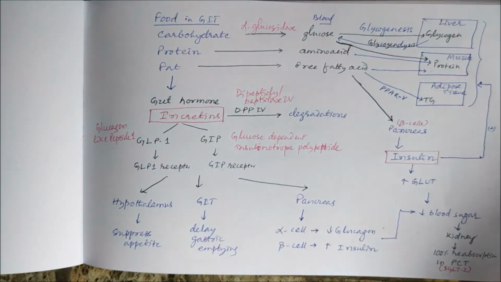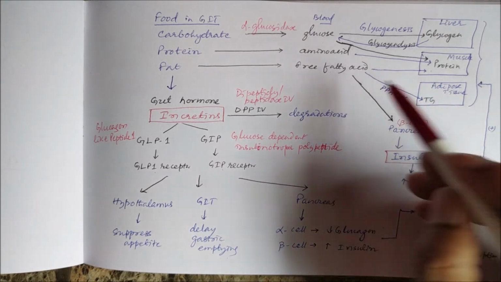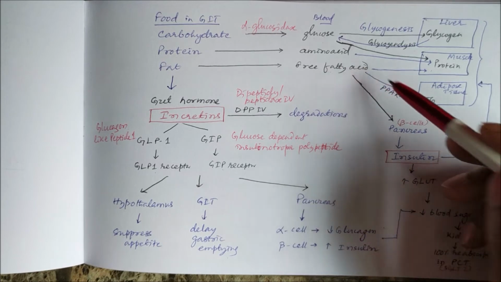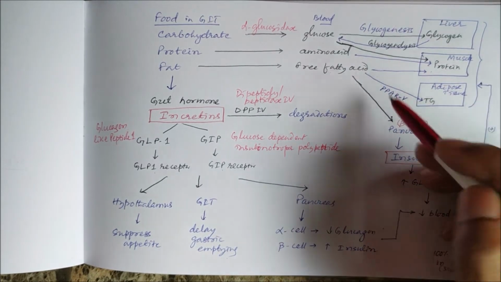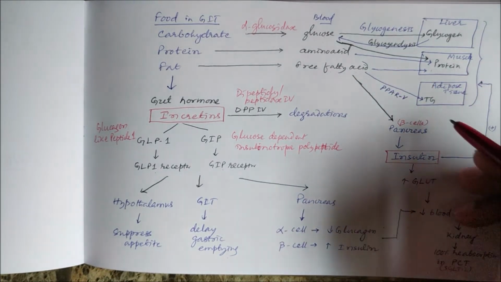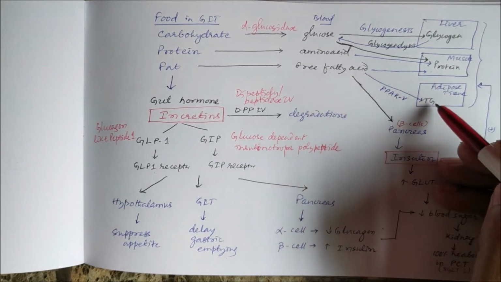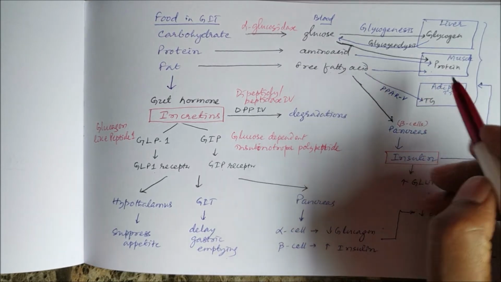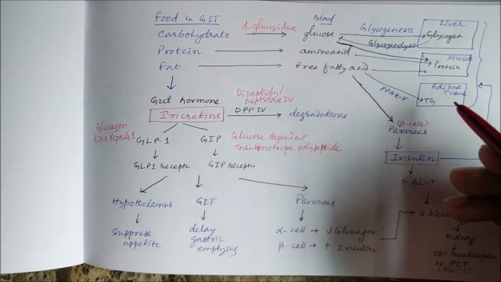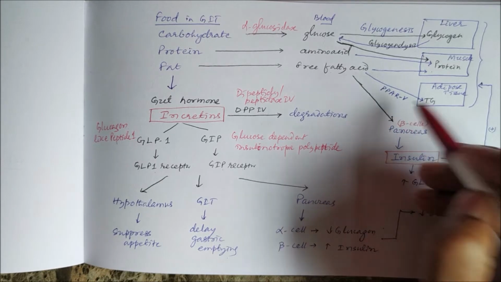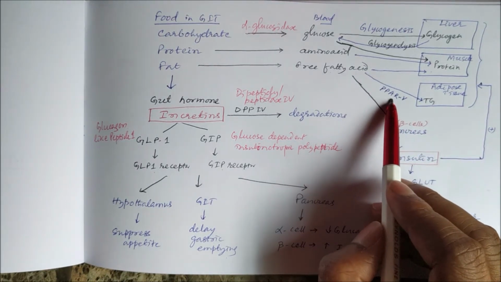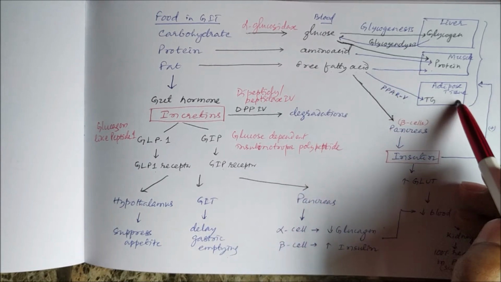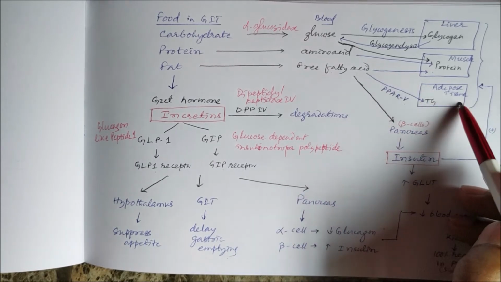Then the free fatty acids are uptaken by the adipose tissue and by the muscles. In the adipose tissue, free fatty acids are converted to triglycerides, and this is promoted by another nuclear receptor called PPAR gamma, peroxisome proliferator activated receptor gamma, and that promotes the differentiation of adipocytes from pre-adipocytes to adipocytes.